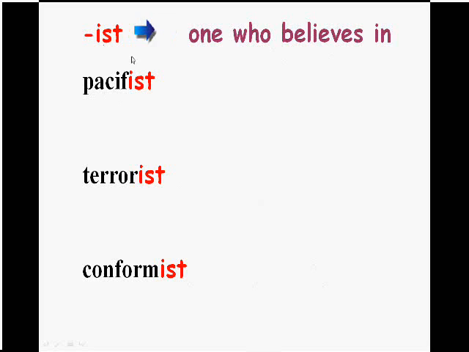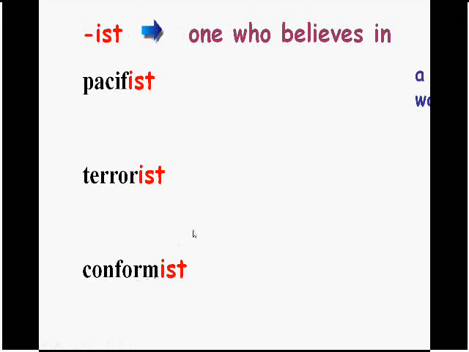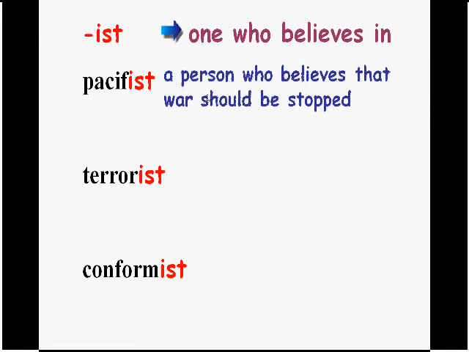Also, we have -ist, I-S-T, and this means one who believes in. So if I have a word and at the end I have I-S-T, then I'm talking about the person who believes in such a thing. Like pacifist, terrorist, conformist. The meaning of pacifist is a person who believes that war should be stopped. It means a person who hates war and wants war to be stopped.